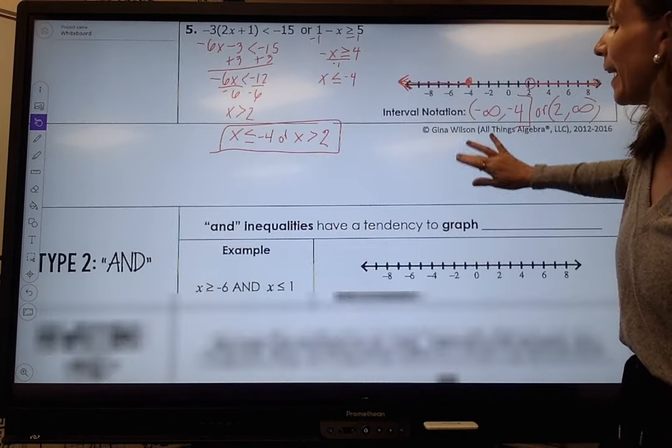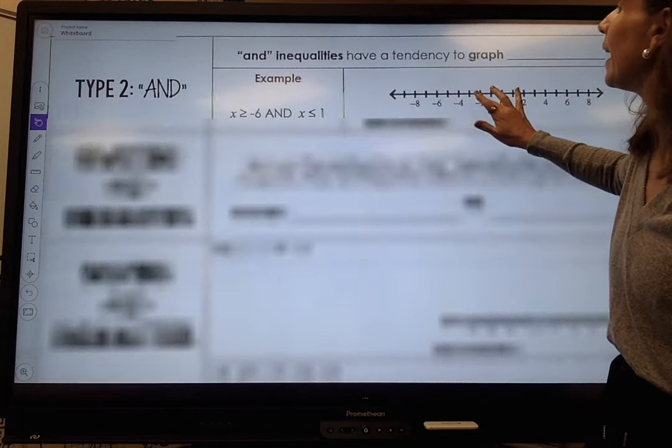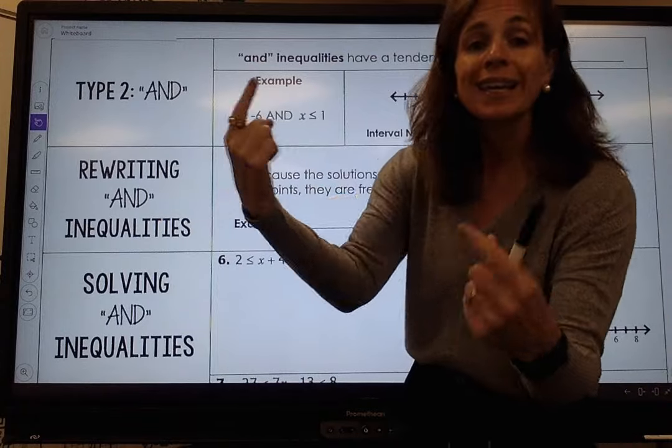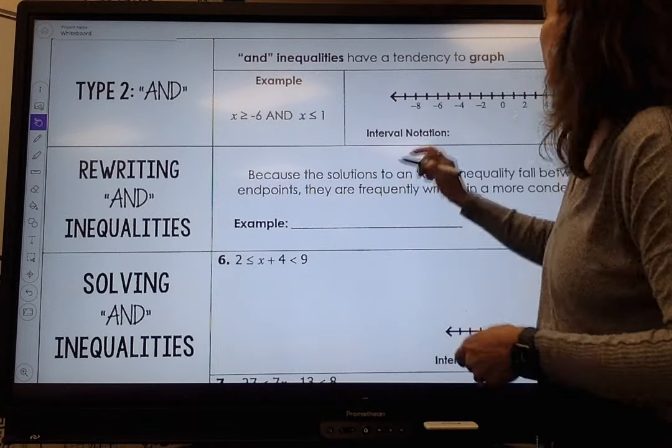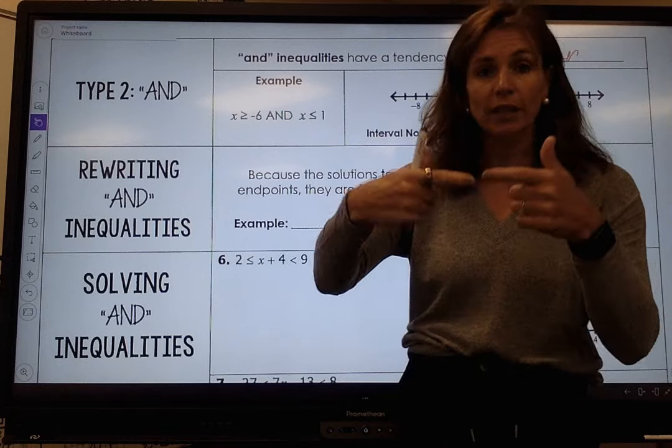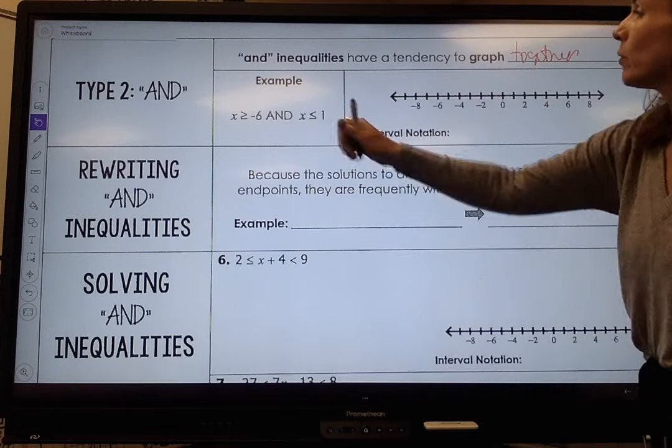So what does my and statement look like? And inequalities have a tendency to graph into each other. They're going to graph together. Not always, but mostly they're going to graph together. So here's what this looks like.